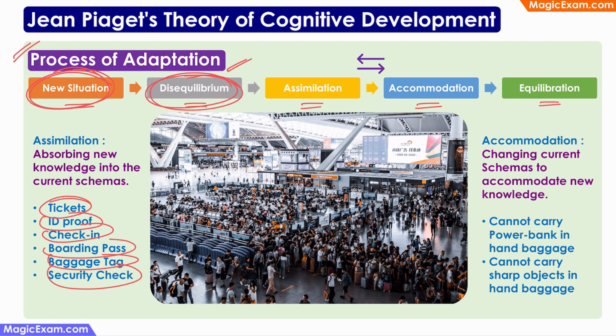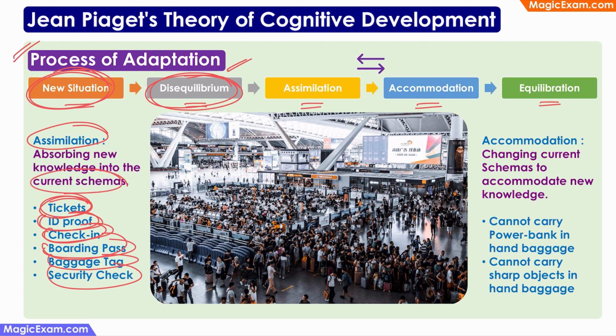And then I assimilate some new knowledge into my current schema, because my current schema says that tickets are enough to travel. But when I'm boarding the plane for the first time, I know that ID proof, check-in and boarding pass are also required. So I'm adding this information into my current schema.